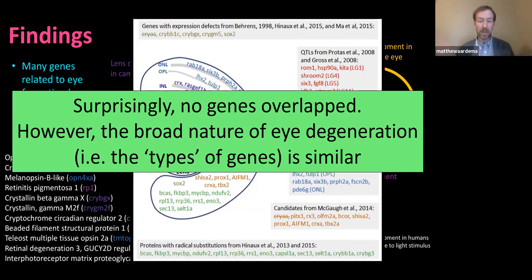But go back to how I started the talk and thinking about the nature of convergent evolution, given that these species are hundreds of millions of years diverged, it perhaps is not that surprising. We do see the broad similarities in the type of genes. In particular, the crystallins that we observed, there are also several crystallins in Astyanax, for example, that also appear to influence the loss of the eye in that phenotype.